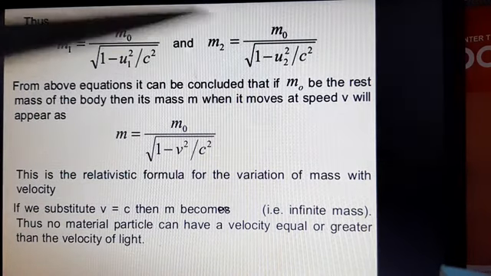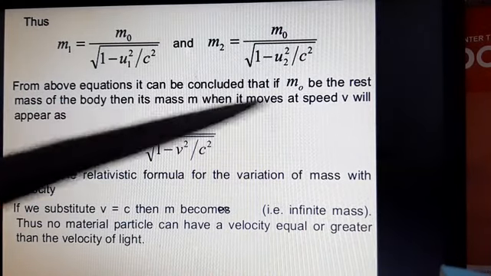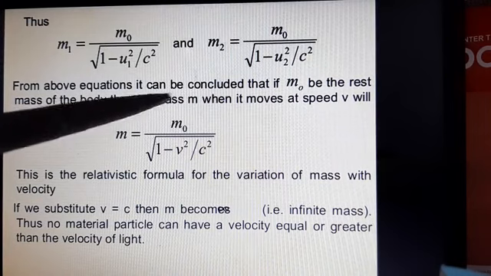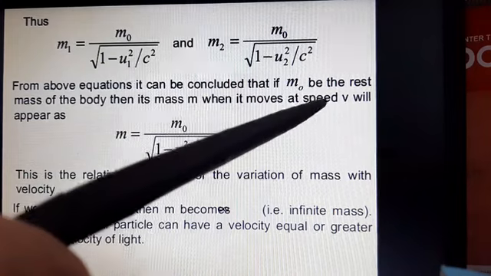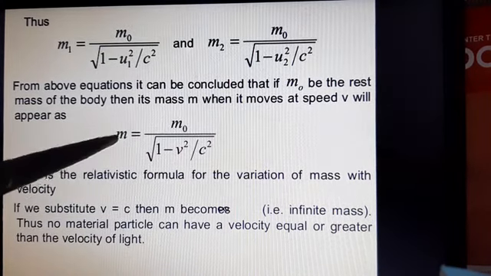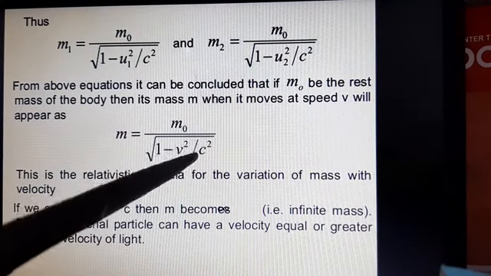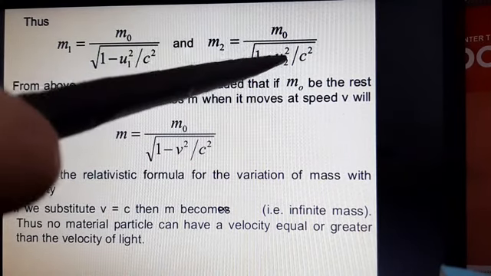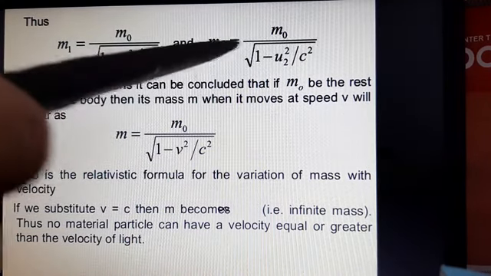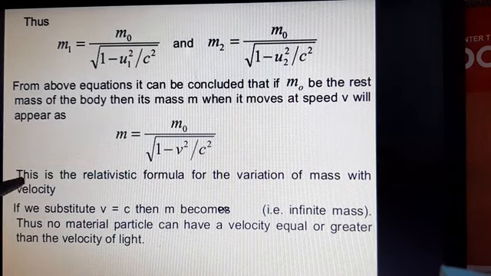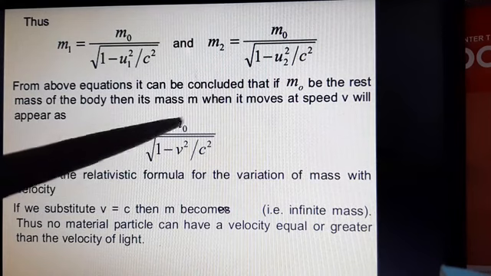From the above equations, it can be concluded that if m0 is the rest mass of the body, then its mass m, when it moves at speed v, will appear as m equal to m0 upon the square root of 1 minus v square upon c square. That is, we have taken u1 and u2 equal to v, so both equations can be written as a single equation. This is called the relativistic formula for variation of mass with velocity. This is our article.